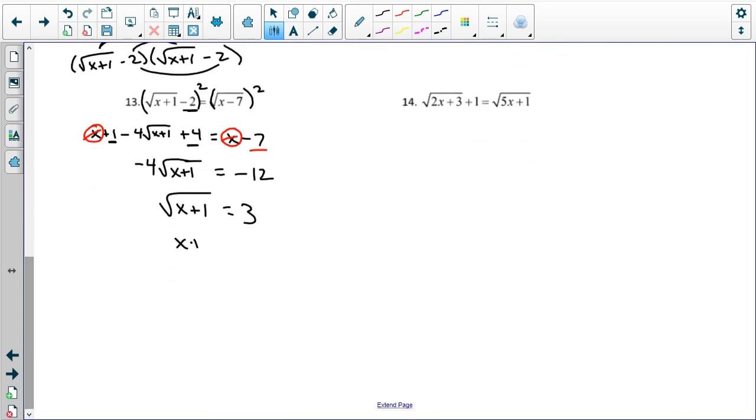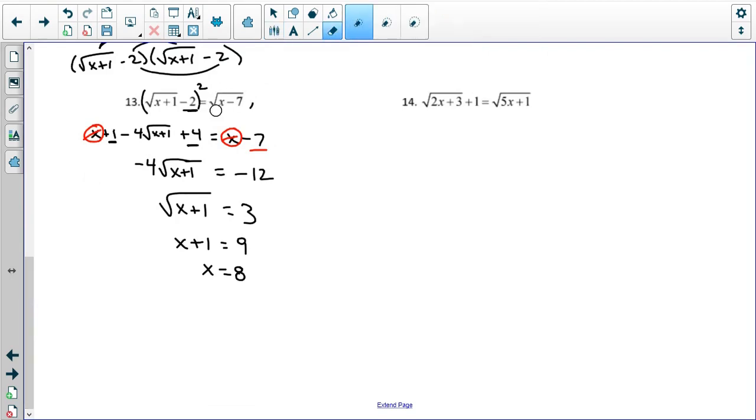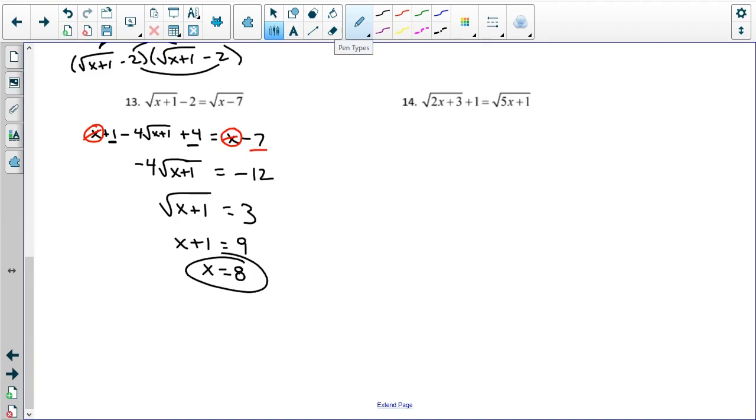Now I square both sides. x plus 1 equals 9. x equals 8. I'm going to check this in my original problem. And when I do, the right side equals 1, and the left side equals 3 minus 2, which is also 1. So x equals 8 works.